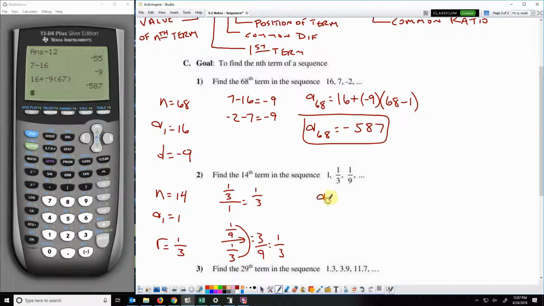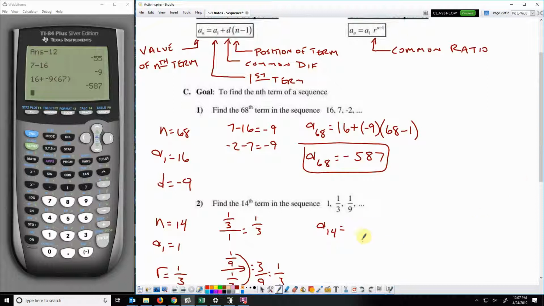So the 14th term, a sub 14, equals, and I need to scroll back up a little to show the formula, a sub 1, which is 1, times r, which is 1/3, to the n minus 1 power. N is 14, so the 14 minus 1 power. That can be simplified a little bit before I start putting it in the calculator. 1 times something isn't going to change anything. So it's 1/3 to the 13th power.